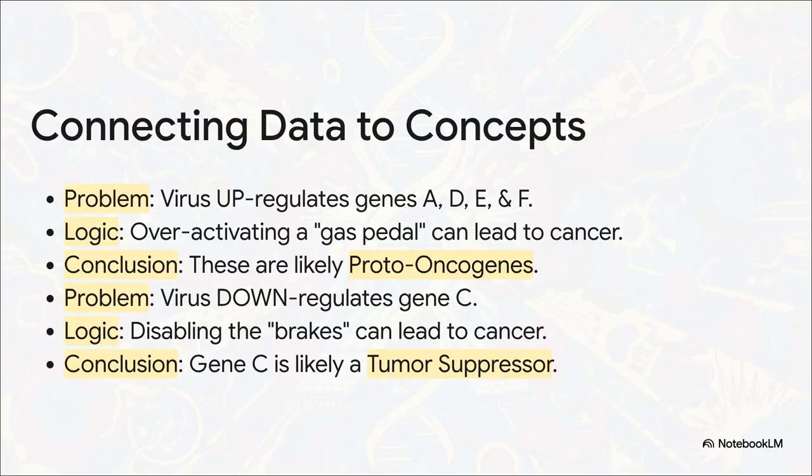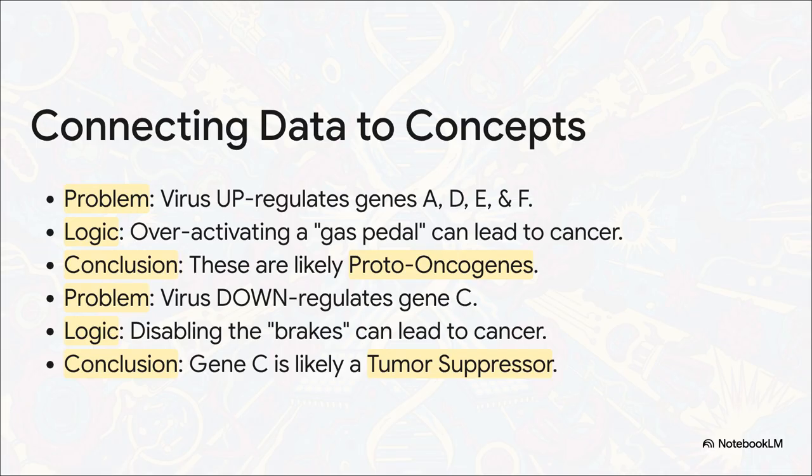Okay, this is where it all clicks together. Let's connect the dots. Our data told us the virus upregulated a bunch of genes, A, D, E, and F. Think about it. What happens if you slam your foot on a car's gas pedal and it gets stuck down? You get uncontrolled acceleration, right? It's the same thing here. Overactivating a gas pedal gene leads to uncontrolled cell growth. So those genes are almost certainly proto-oncogenes.